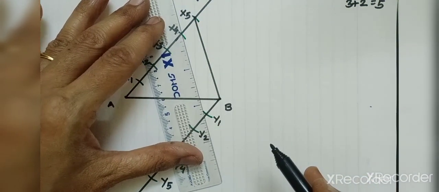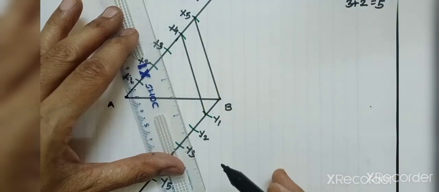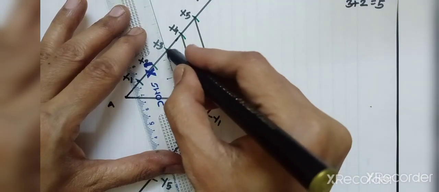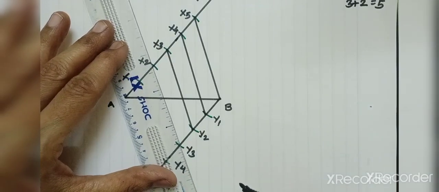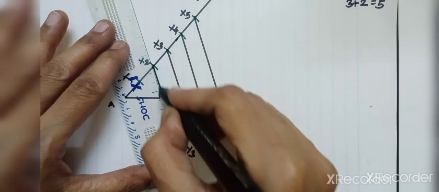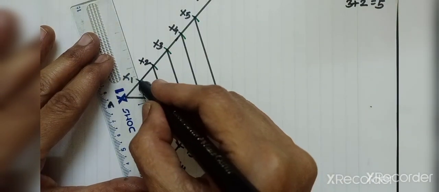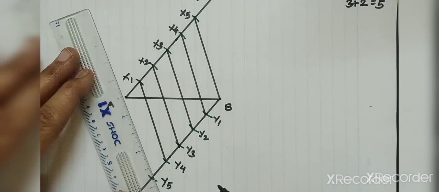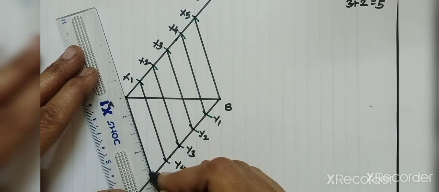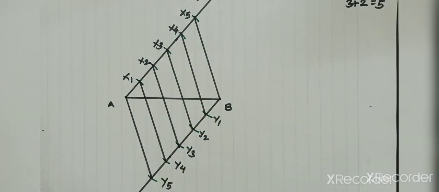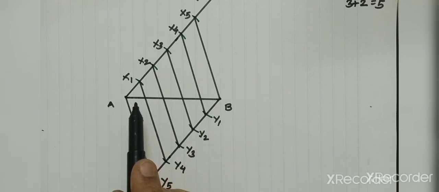Now X4 with Y1, X3 with Y2, X2 with Y3, X1 with Y4, and point A with Y5. Right? So in this way, we have divided this line segment AB in how many parts?